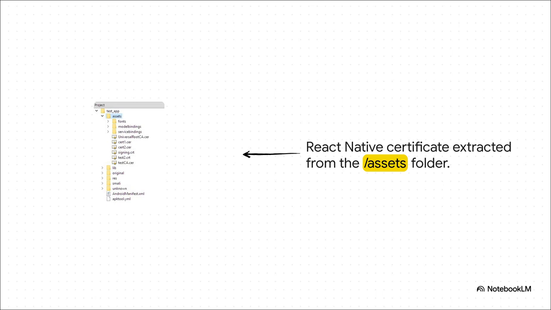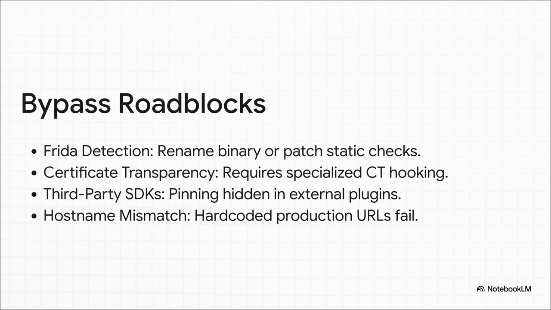No way, right? Now, even with all these techniques in your toolkit, you are inevitably going to hit some roadblocks. If the app instantly crashes the second you attach Frida, well, you're facing Frida detection. You'll need to rename your Frida server binary or patch out those static checks. What if your proxy certificate isn't in public certificate transparency logs? The app's going to reject it, which means you need specialized CT hooking. Also keep in mind, often the pinning isn't even in the main app. It's hiding inside a third-party SDK like Appdome or Akamai. And finally, what if the pinning is bypassed, but your traffic still fails? Decompile the app and check for hostname mismatches. The app might literally be hard-coded to hit a production URL that your specific test environment just isn't resolving properly.